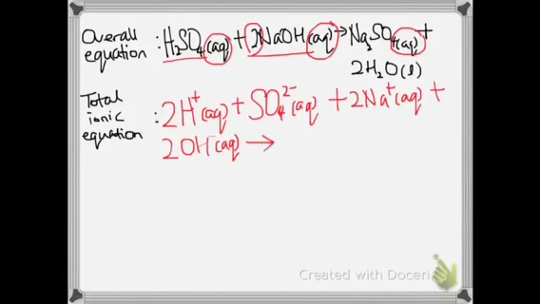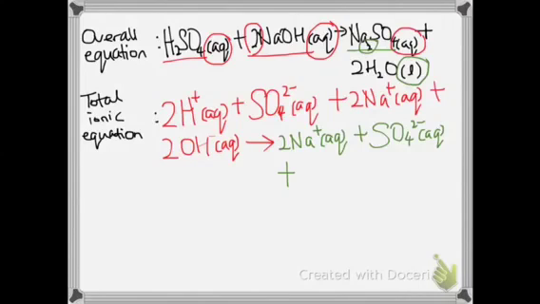Now let's take a look at the products. For the products, here we have sodium sulfate. Now remember, this is Na2SO4, so therefore it will release 2 sodium ions and 1 sulfate ion. Next, we have water, but water here is in the liquid state, not in the aqueous. Therefore, it will not be split up, and we will keep it as 2H2O (liquid). Alright?